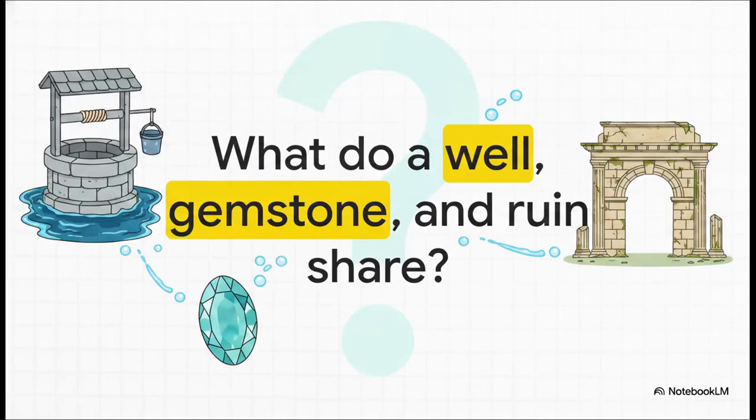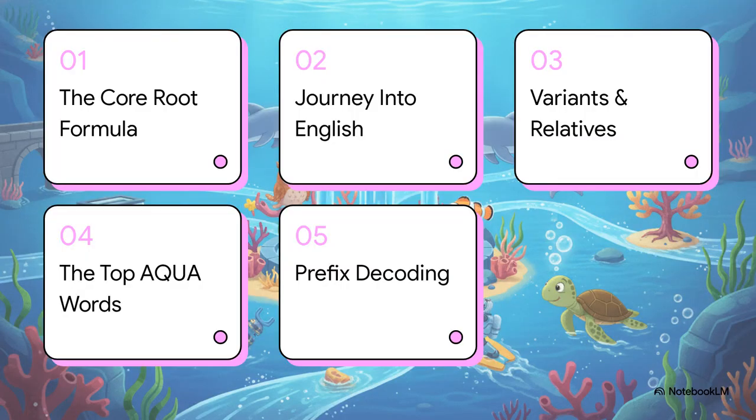So, to kick things off, I've got a bit of a mystery for you. What do an underground well, a beautiful blue-green gemstone, and a crumbling ancient Roman ruin all actually have in common? I know, they seem completely unrelated, right? But stick with me, because I promise you, by the time we wrap up our linguistic journey today, the connection between these three things is going to be crystal clear. Okay, let's dive into this.